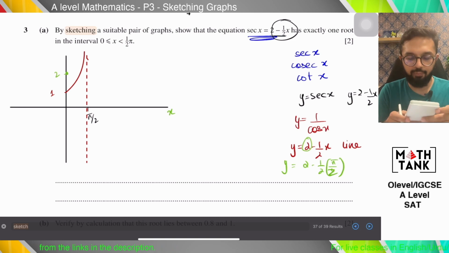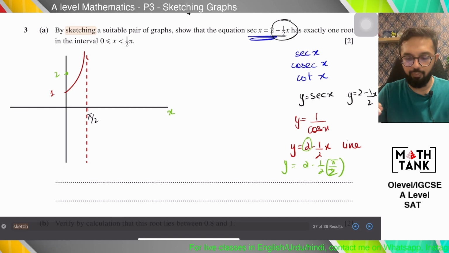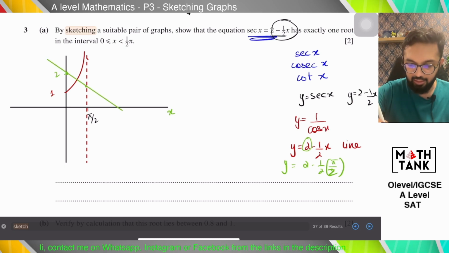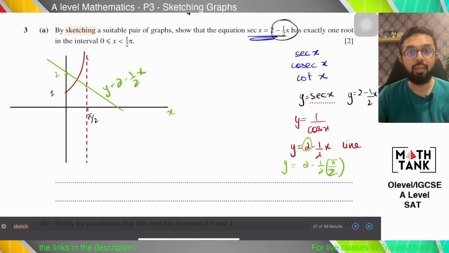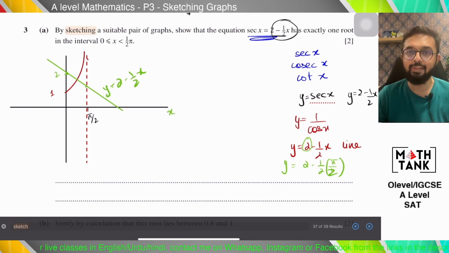2 minus pi over 4. I get 1.215. So this point has to be somewhere here. So I'm going to take this and draw a straight line through these 2 points and nothing else. That is what the graph of 2 minus half x and sec x should look like on the same graph. You should take the endpoints that are available to you. Don't take values of x as 1, 2, 3. Why? Because your axis is labeled as pi over 2, pi and so on.